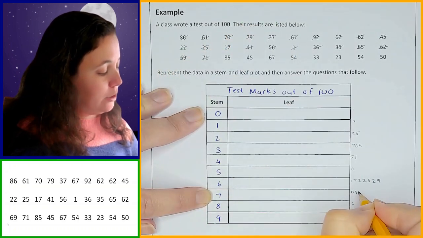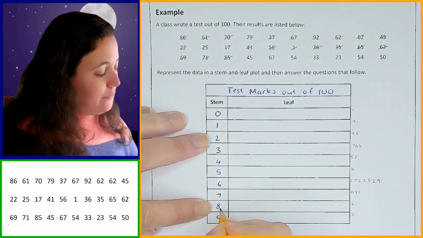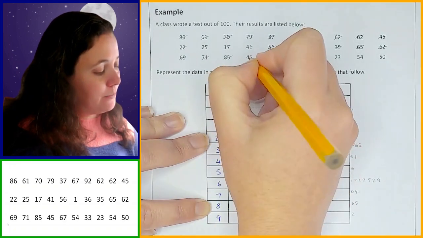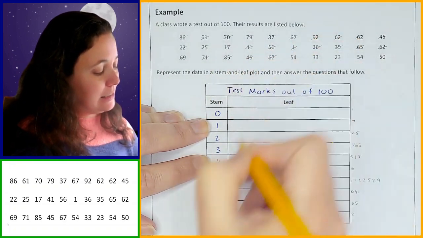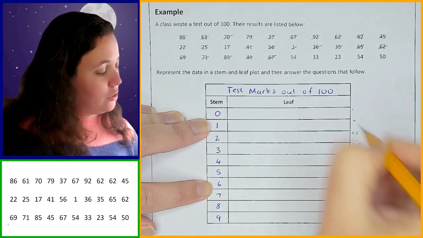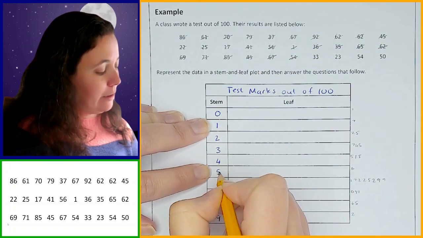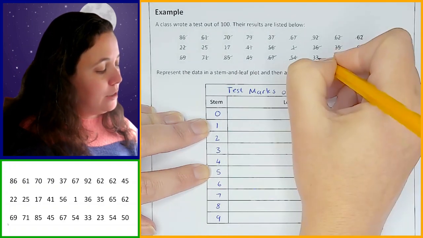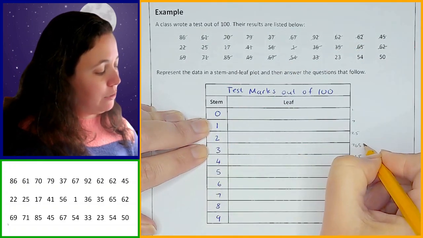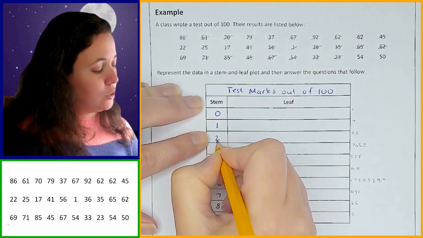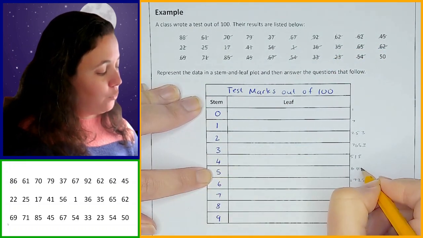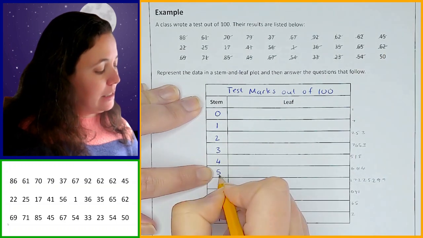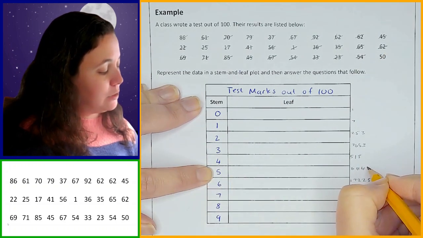71, I put a 1 over there. 85, I put the 5 over there. 45, 40, and I put the 5 over here. 67, there's 60, and I put the 7 over there. 54, so I have 50, and I put the 4 over here. 33, 30, and I put the 3 over here. 23, 20, and I put the 3 over here. 54, there's 50, and I put 4 over here. And then 50, there's 50, and I put 0 over here.